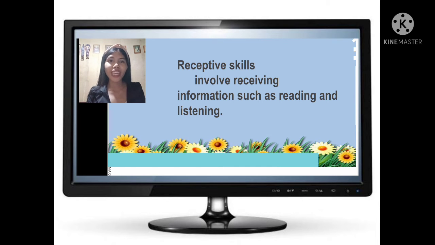So reading and listening, when we read a certain book, when we read an instruction or a story, we receive information. Same as well when we listen to a certain message that is being delivered, we listen. So we receive information. That is why it is called receptive skills.